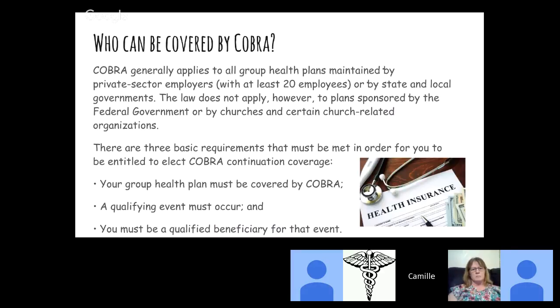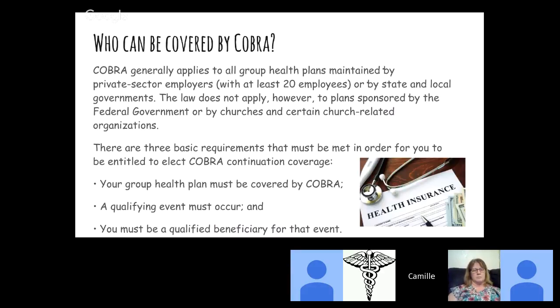Second, a qualifying event must occur. A qualifying event is anytime there's a death of a covered employee, the termination or reduction of hours of a covered employee's employment, the divorce or legal separation of a covered employee from the employee's spouse, or a covered employee becomes entitled to Medicare. And then the last one is you must be a qualified beneficiary for that event. A qualified beneficiary is someone who is covered under the plan immediately prior to the qualifying event and who is either the spouse or dependent child of the covered employee, or the covered employee.